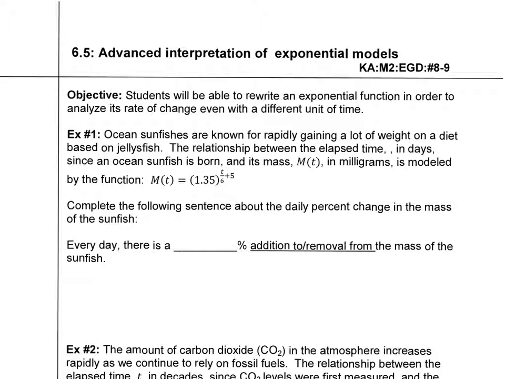Alright, 6.5, Advanced Interpretation of Exponential Models. Objective: students will be able to rewrite an exponential function in order to analyze its rate of change even with a different unit of time. Okay, first, example one here.